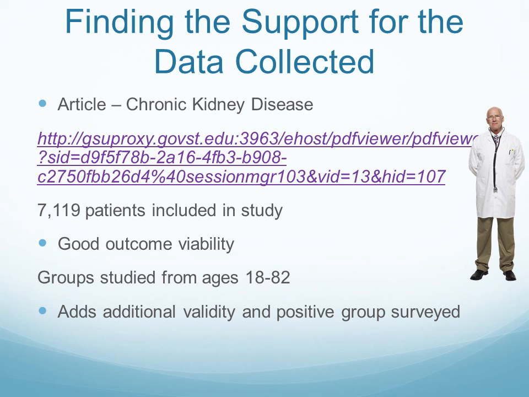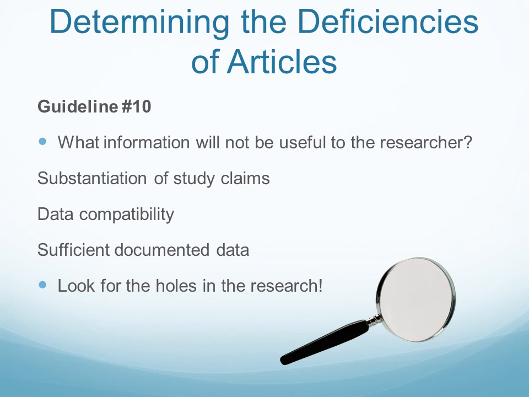So after that, we need to also determine the deficiencies of the article. So we need to figure out, how do these articles show deficiencies, if in fact they do, in the methods that they used or the data that they collected. What information will not be useful to you, because we don't even want to include that in our paper. So we need to go ahead and we need to look at the substantiation of their claims. We need to look at the compatibility of the data. We need to make sure that they actually have sufficient documented data in their research. Look for holes in the research.